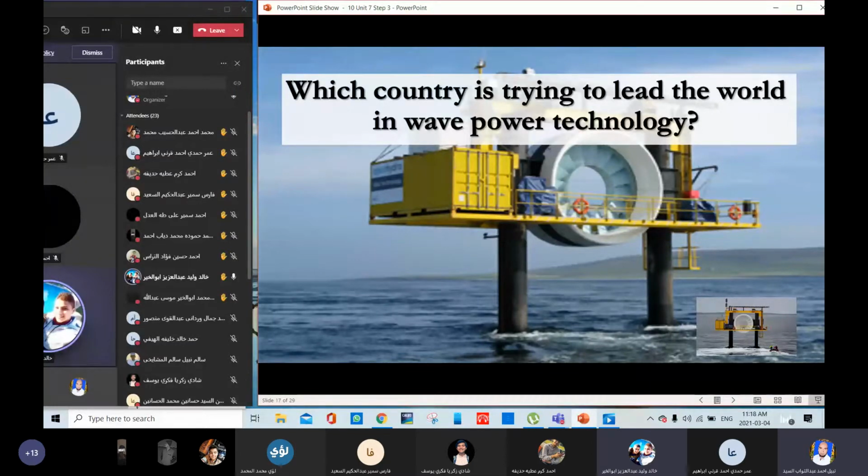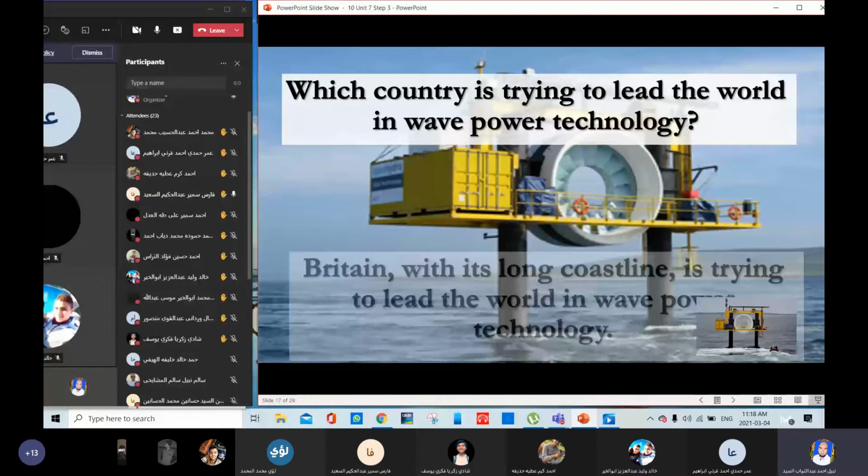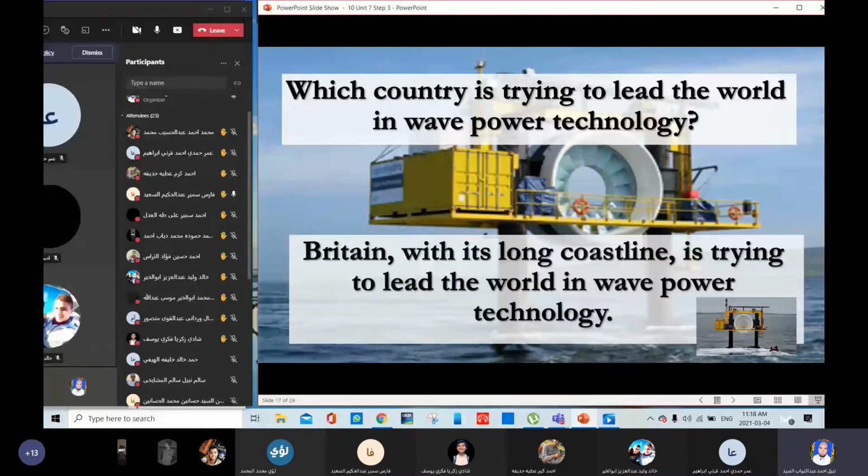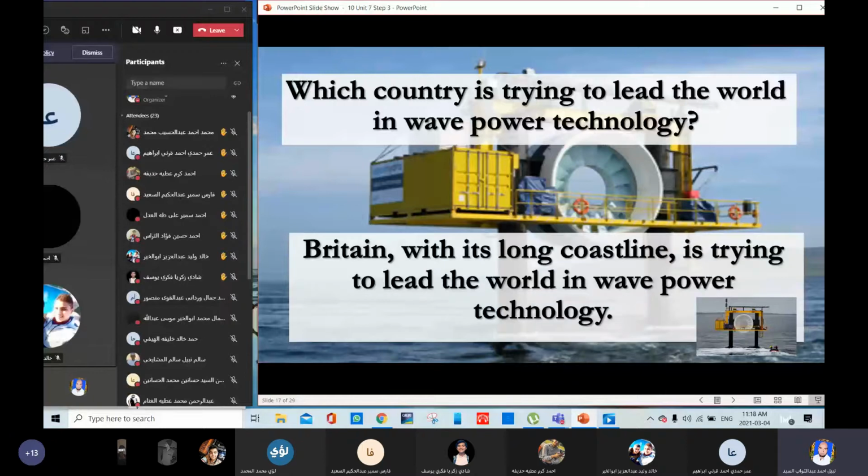Edinburgh is the capital of Scotland. Edinburgh is a city. It's the capital of Scotland. But we are talking about a country. Faris Samir. Britain. Britain, excellent. Britain, with its long coastline, is trying to lead the world in wave power technology. Britain, we mean the UK. We mean England. England, the capital is London.